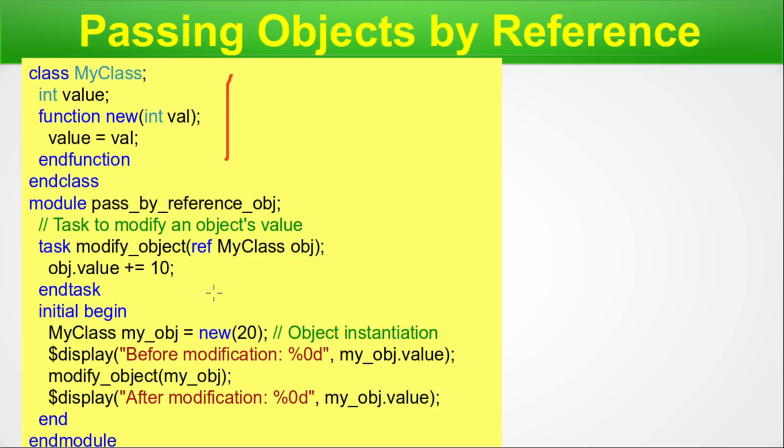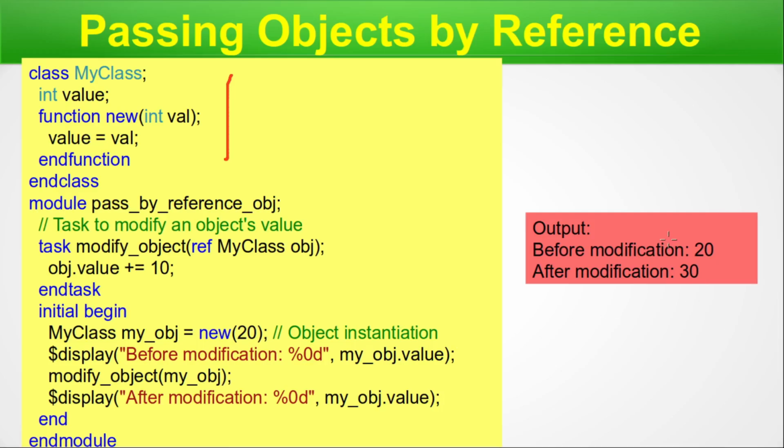to deal with it. And here once we run this code, we have this kind of output. Before modification we had 20, and after that we had 30 because we have increased by 10. So here we are done with this particular slide. We will move on to the next slide.